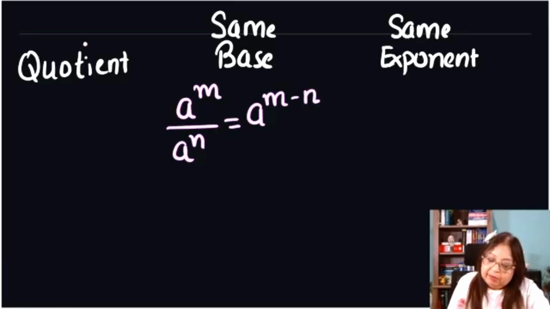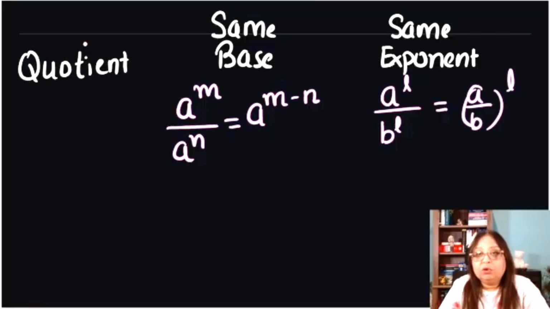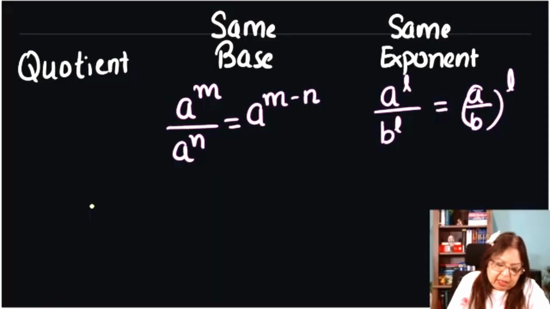Okay? Same exponent. Let's say a to the power l divided by b to the power l. The exponent is the same, but the base is different. This can be written as the quotient of a over b, and this quotient is going to be raised to the power l.